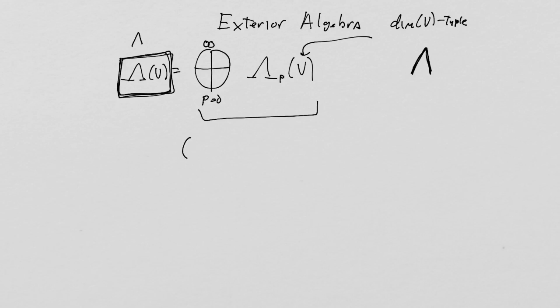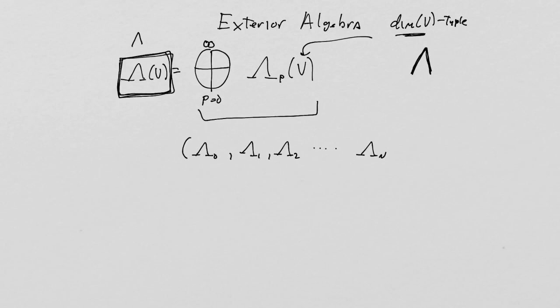Actually, the tuple in some sense is infinite. It's just every slot after dimension V is 0, right? So the first slot contains an element of the 0th exterior power. I'm going to stop using the V for now. The second one takes an element of the first exterior power. The third takes an element of the second exterior power, all the way to the nth exterior power.